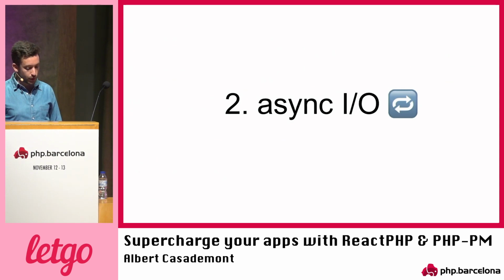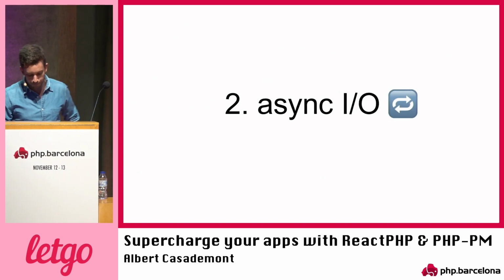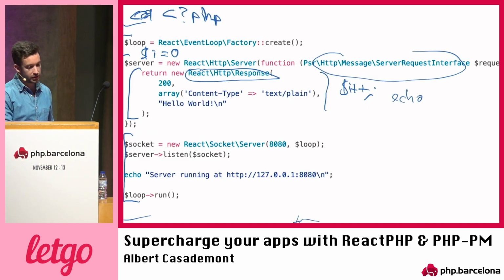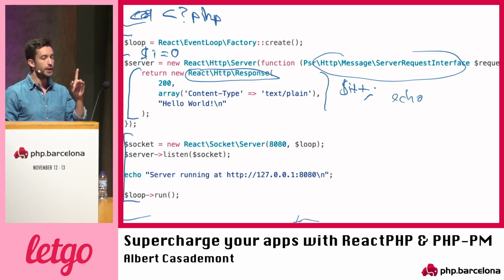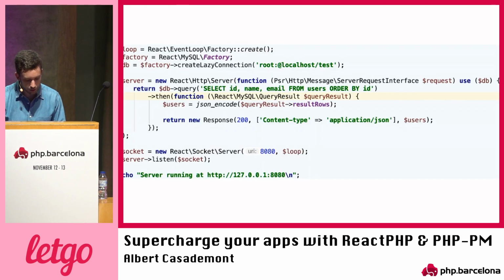And the other important thing is async IO. You only get one process here, really. So every request is going to be processed by the same process. What does that mean? I'm going to explain it with a slightly more complicated example.